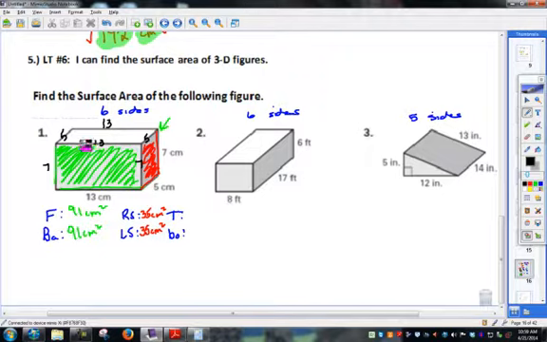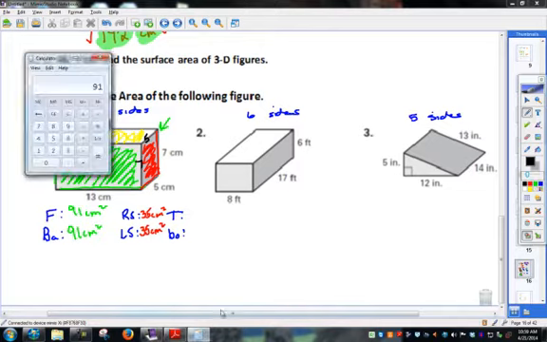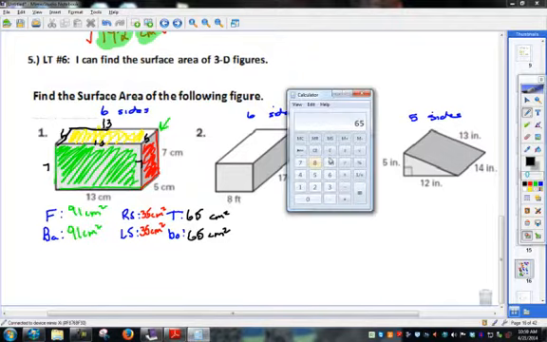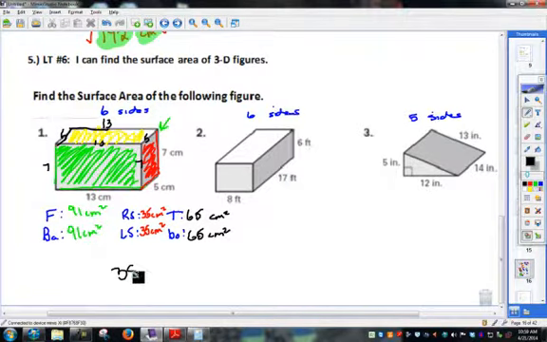Now the top and the bottom, I'll shade that in yellow. I know that I need this dimension by this dimension, so it's going to be 13 times 5. So 13 times 5 is going to give me 65 centimeters squared. And then at this point, all we're going to do is add up all of our areas. So, pretty easy: 91 plus 91 plus 35 plus 35 plus 65 plus 65, 382 centimeters squared.